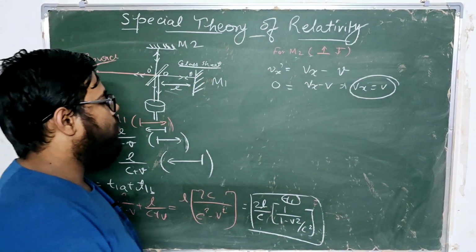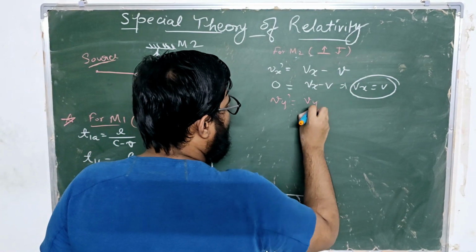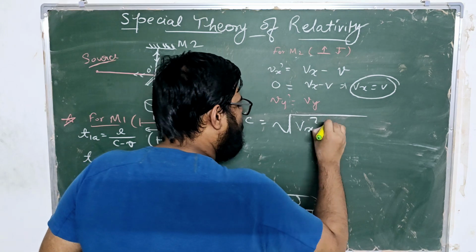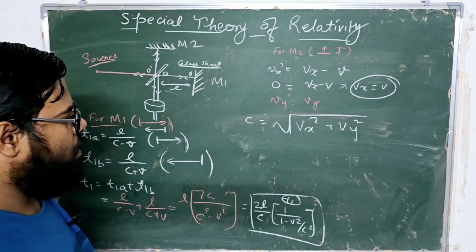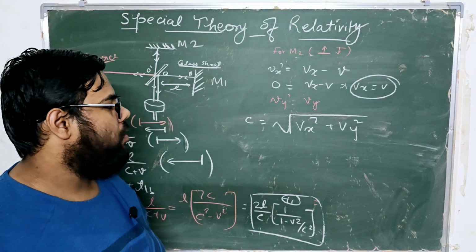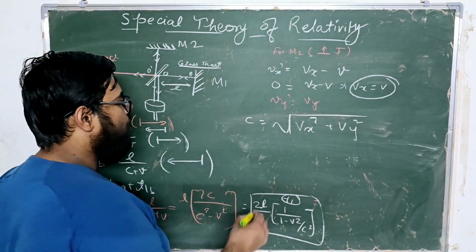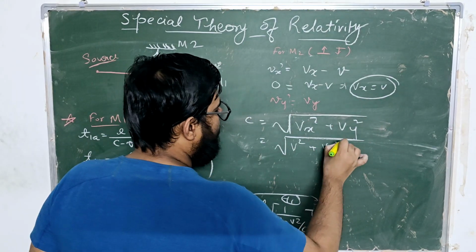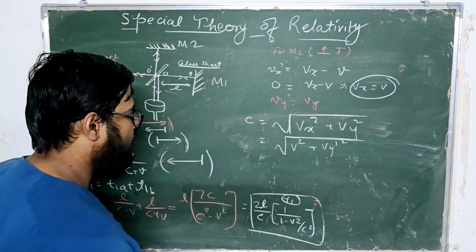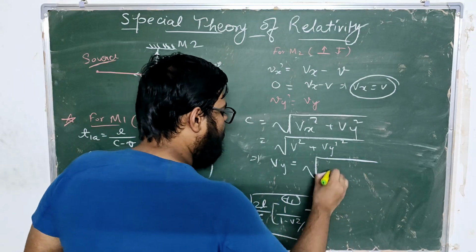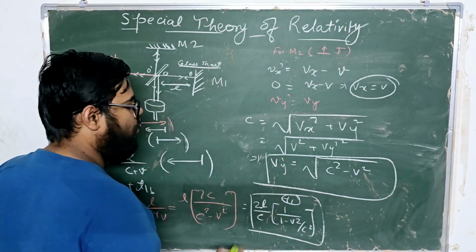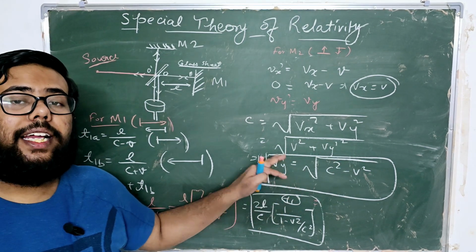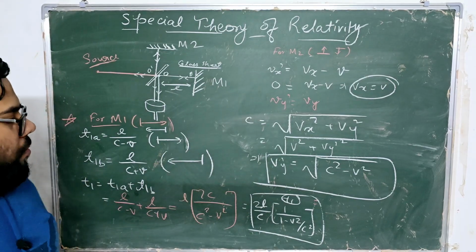Now what is along the y-axis? We know vy prime will be equal to vy, right? Now what will be the speed of light? Well, c will be equal to the square root of vx square plus vy square, the velocity in the frame of reference of ether. So the x component of light and the y component of light. Vx is equal to v, so v square, and vy is equal to vy prime. So vy prime square is c square minus v square. This will be the velocity observed by the observer in the S prime frame of reference, right?